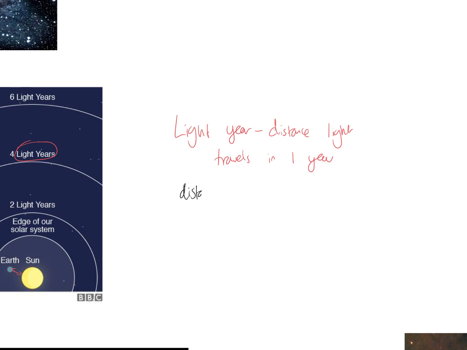Distance is speed times time. You know the speed of light in a vacuum is 3 times 10 to the 8. You know how long there is in a year. There's 365 days in a year, 24 hours, and then 60 minutes per hour and 60 seconds within that. And then you can work out how far that distance is. And as you'll see, it's quite a large distance.